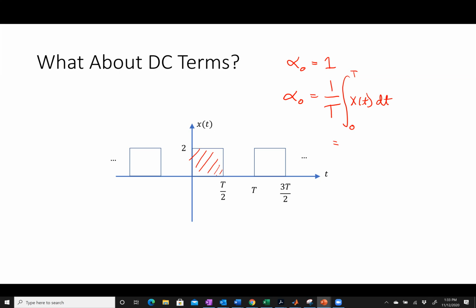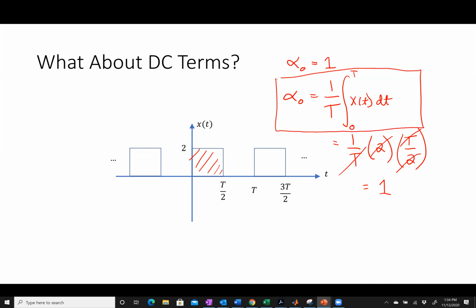I could do an integral, or I could just say it's the area of that box times 1 over T. So 1 over T times what? Without doing any calculus, what times what? Length times width. Yeah, so 2 is the height of it, T over 2 is the width of it. And what do I get? 1. The 2's cancel, the T's cancel, and I get the number 1. That value is always my DC term value.